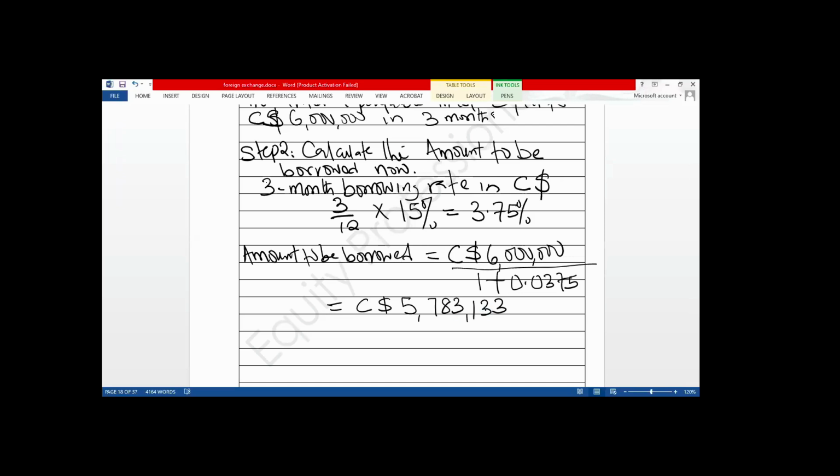By the time you get to 3 months, this amount plus the interest payable must give us 6 million. You are done with step 2. Now go to step 3. Convert the amount borrowed to your local currency, in brackets, Naira.